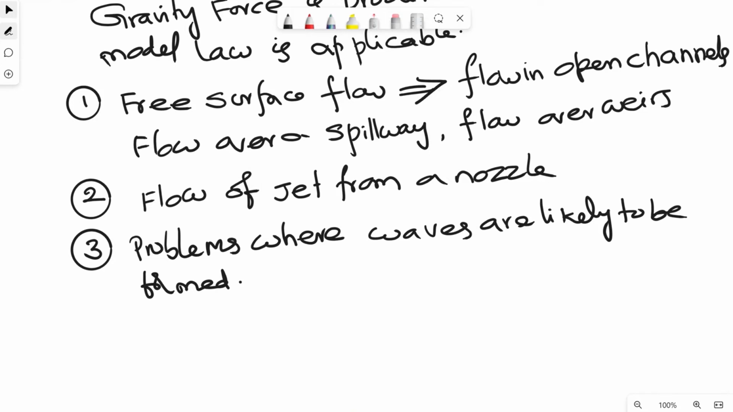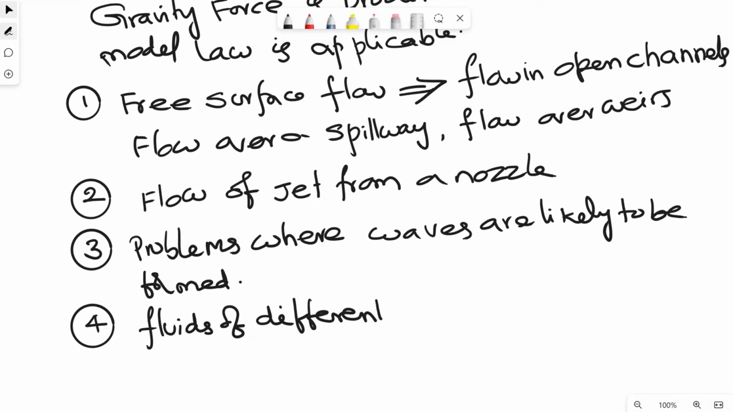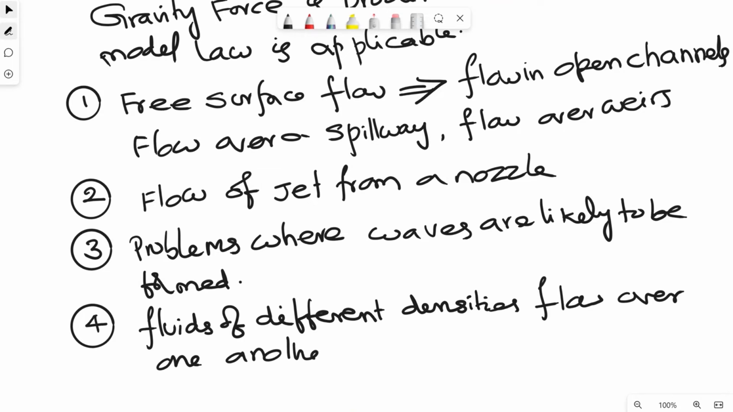That means where waves are formed, for example, in the oceans, if a ship is moving, naturally it is subjected to wave motion also. This is one of the examples. Then last, if fluids of different densities flow over one another, then this Froude's model law is applicable.